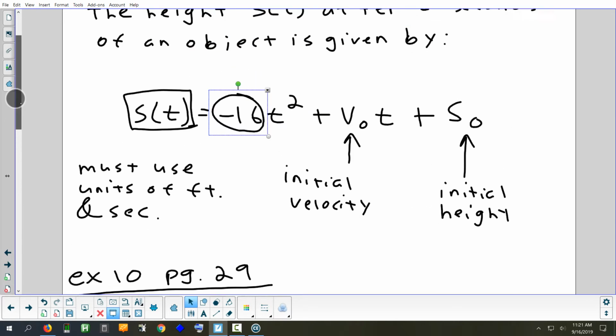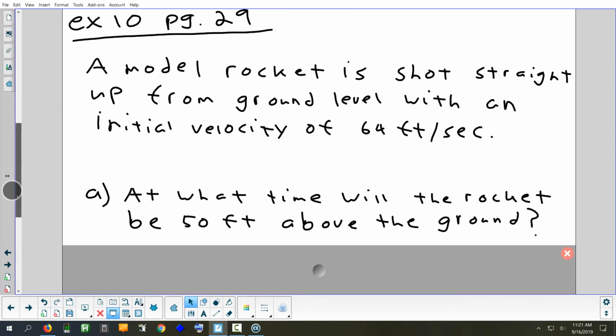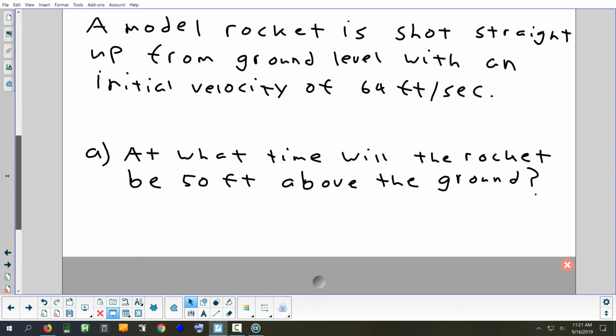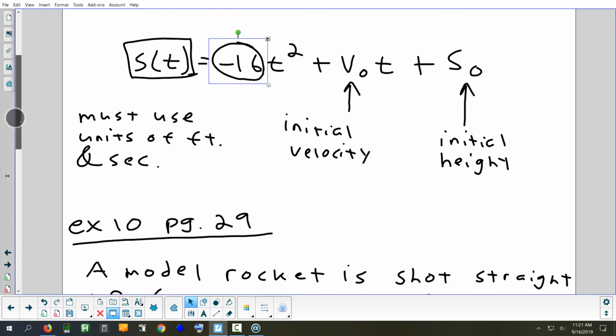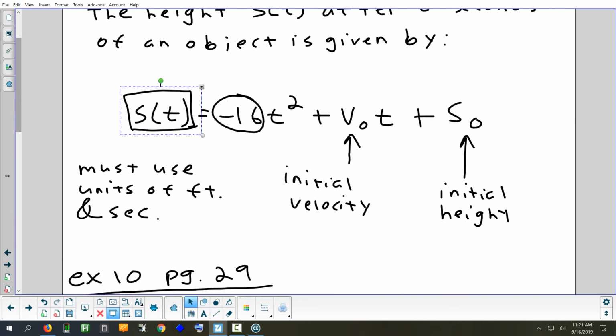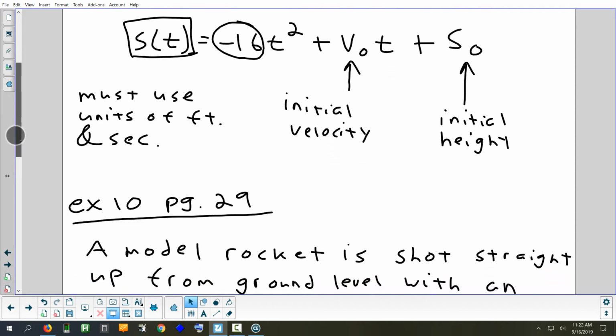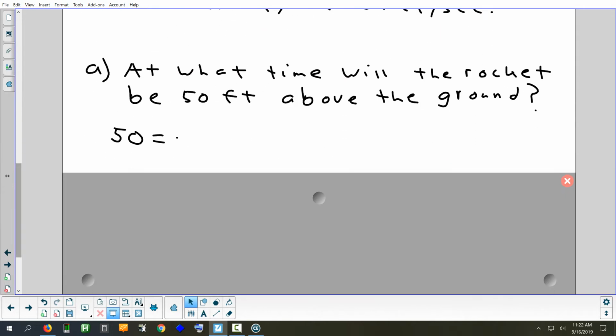All right, so S sub t is the height. We can fill that in now. We want the height to equal 50 feet, so that part of the equation is 50. Now let's start filling in the right-hand side. Negative 16. Are we filling anything in for t? No, that's the question. What time? So we don't know t.